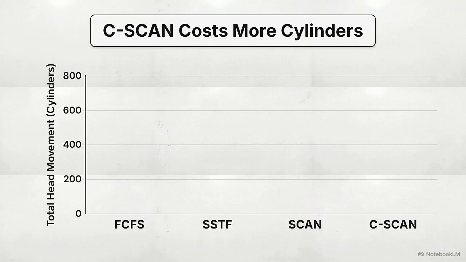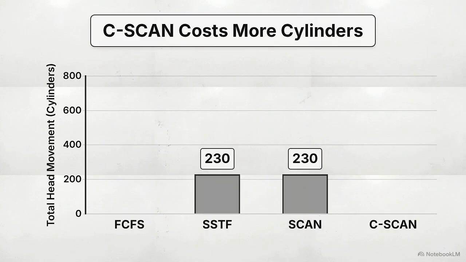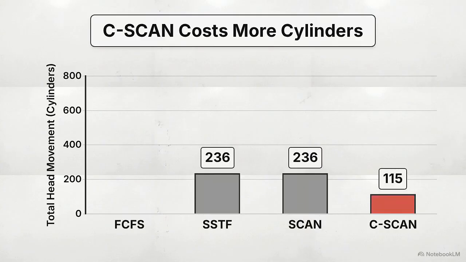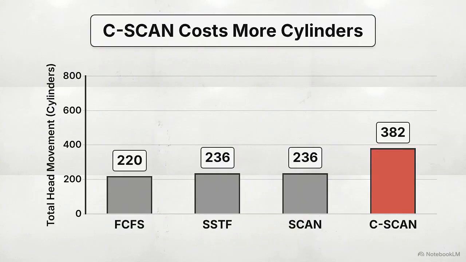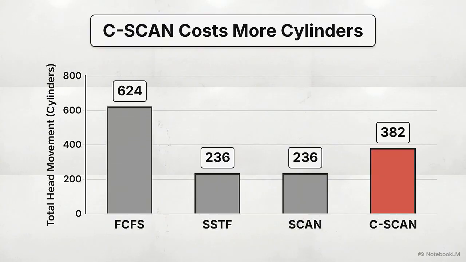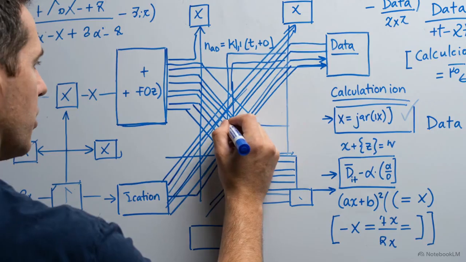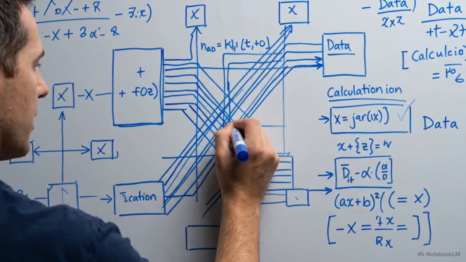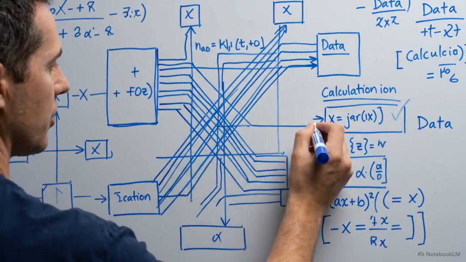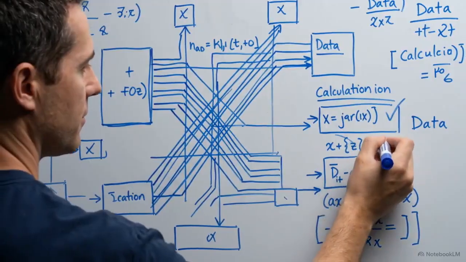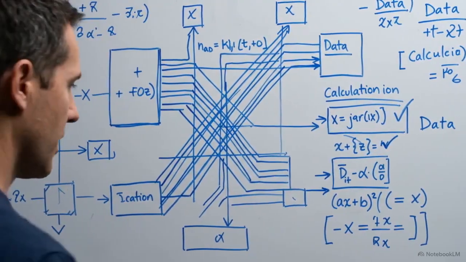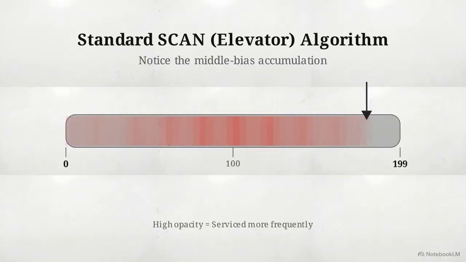Look at this comparison chart showing the total head movement for our queue across different algorithms. C-SCAN stands high at 382 cylinders. That is significantly more expensive than shortest seek time first and standard scan, which both cost 236 cylinders. Why would an operating system designer deploy an algorithm that requires 146 extra cylinders of mechanical movement compared to standard scan? The answer lies in a flaw of standard scan.